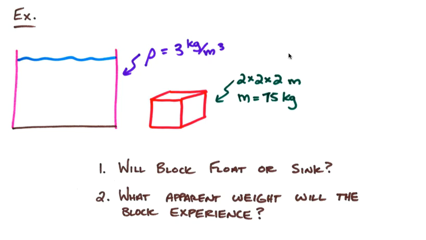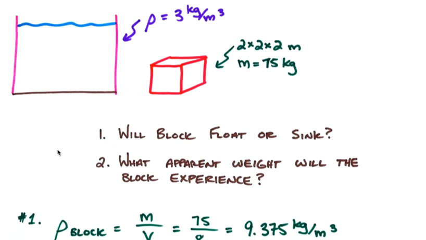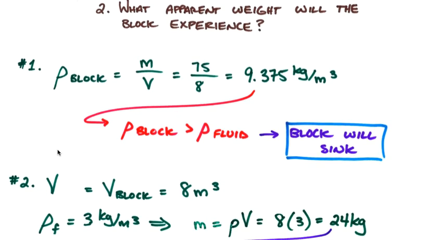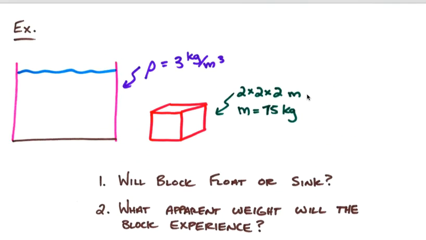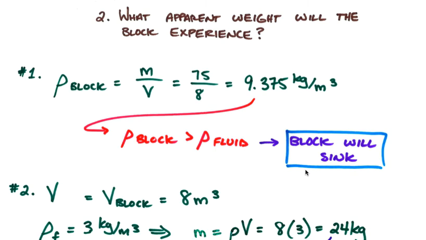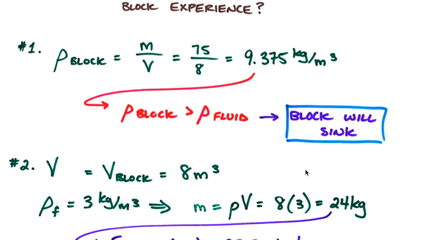Well, hopefully you realize that it will sink if it has a greater density. It will float if it has a lighter density. So let's see if we can use this information to find what that density would be. The density of the block is quite simply the mass divided by the volume. So 75 divided by 8 gives a density of 9.375 kilograms per meter cubed. That is certainly more than the 3 kilograms per meter cubed density of the fluid. Therefore, this block will absolutely sink.